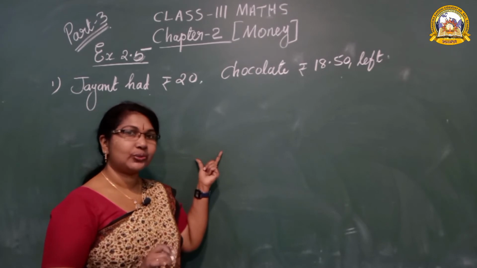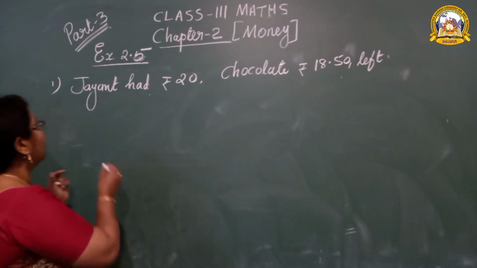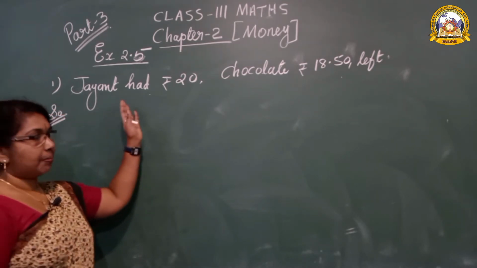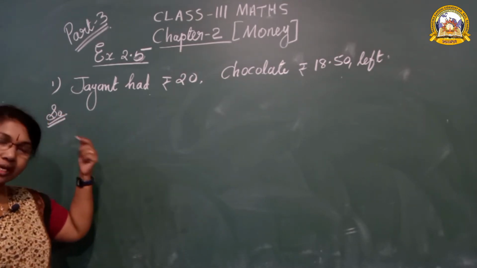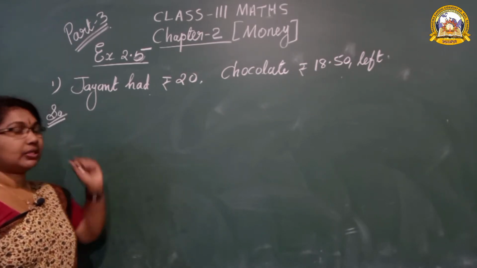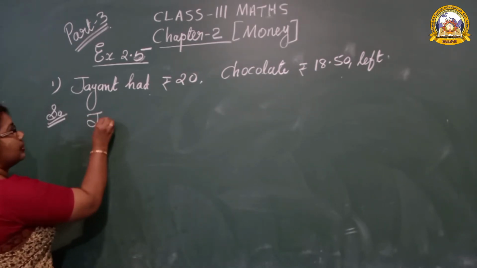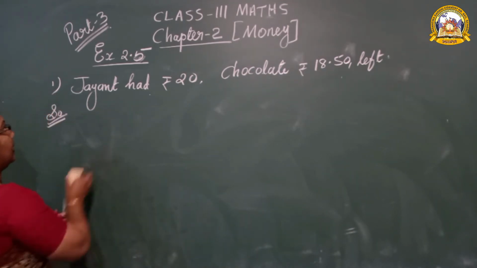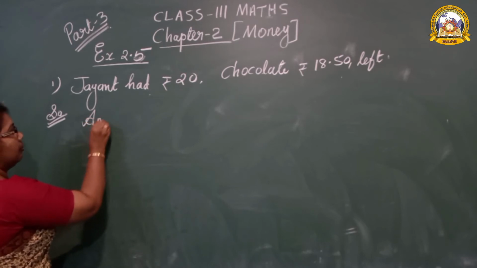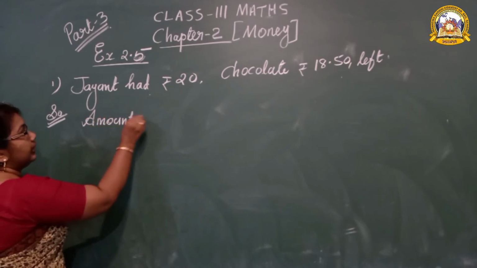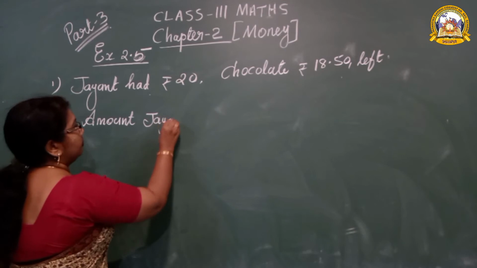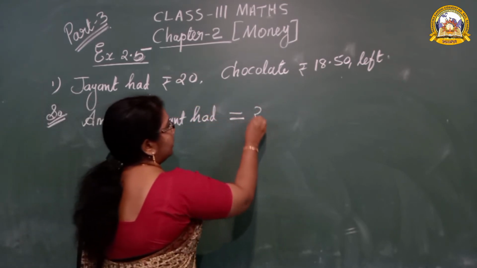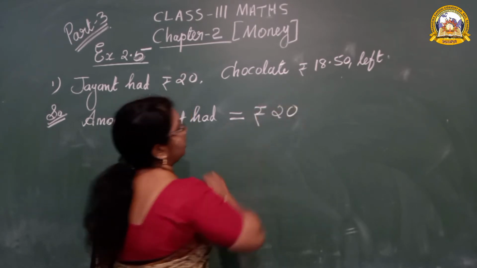So how much money is left? Left means what you have to do? We have to minus. You have to write the first step. Can you say the first step? Amount Jayanth had, or you can write money he had. So easy steps. What is the first step? Amount Jayanth had. How many rupees? You should write here rupees 20.